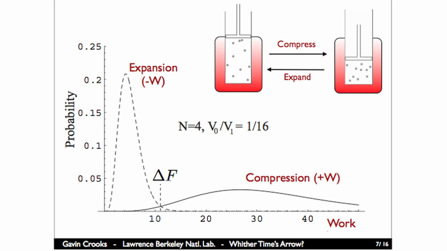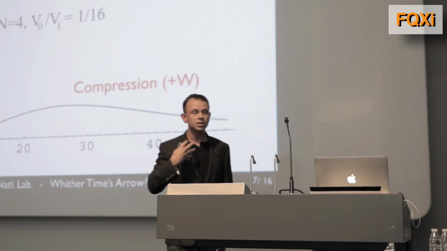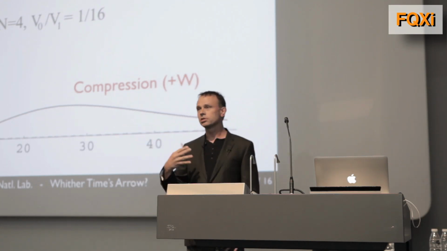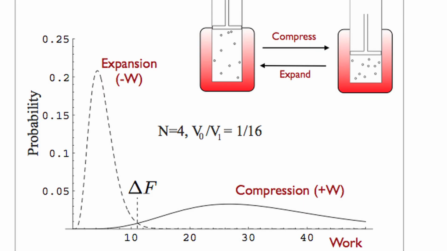And it's very broad. There are big fluctuations. And this is the negative work for the opposite process, the expansion. And if we take the Jarzynski average of either of these distributions, we get out the free energy change. But there's more structure in these work distributions than that. They actually cross right at the free energy change.